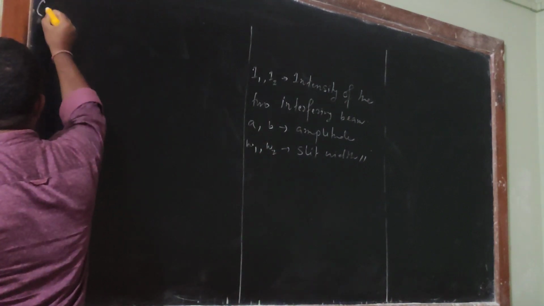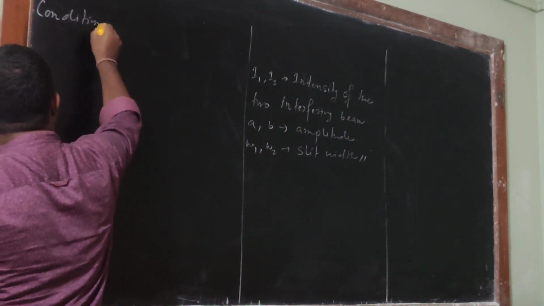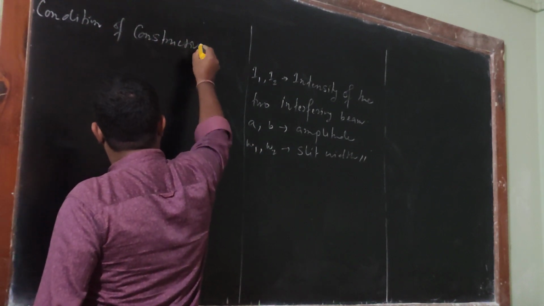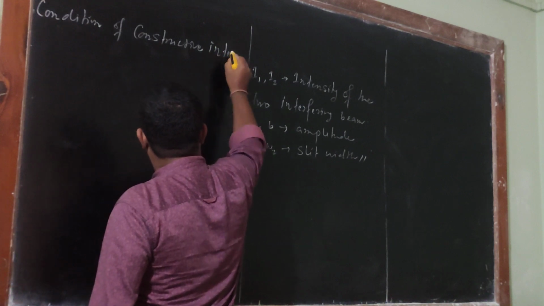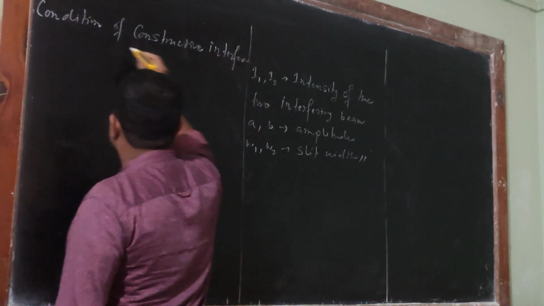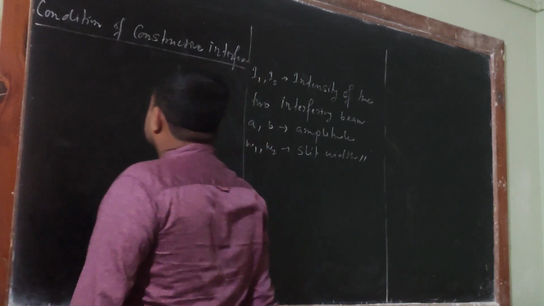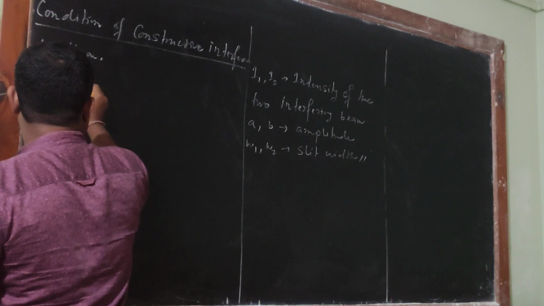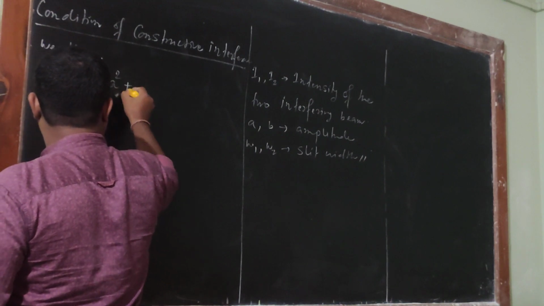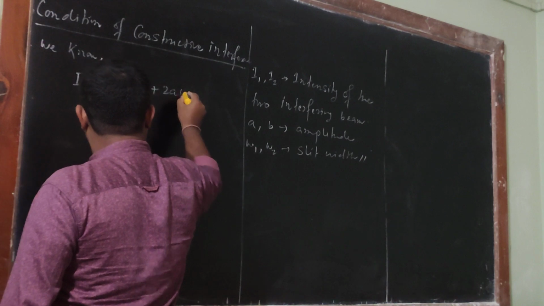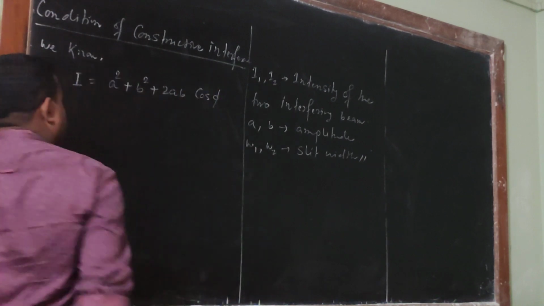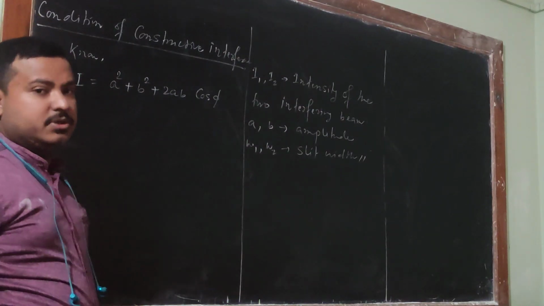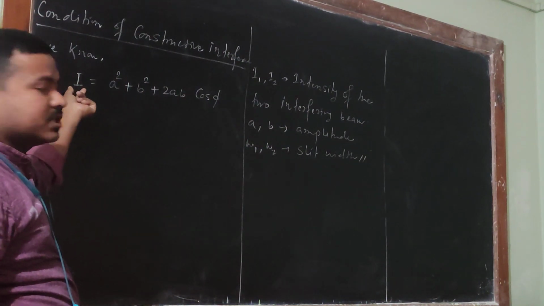Condition of constructive interference. So we know I is equal to A square plus B square plus 2AB cos phi. Now constructive interference means where the resultant intensity becomes maximum. Now you see, under what condition will this be maximum?